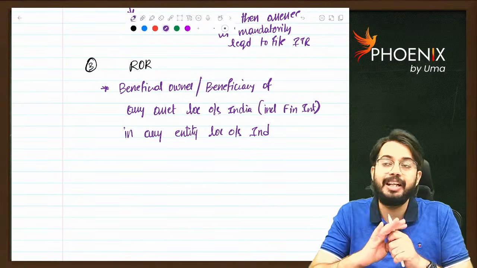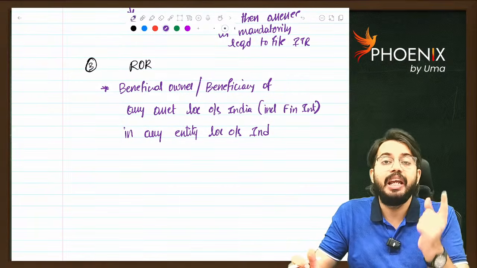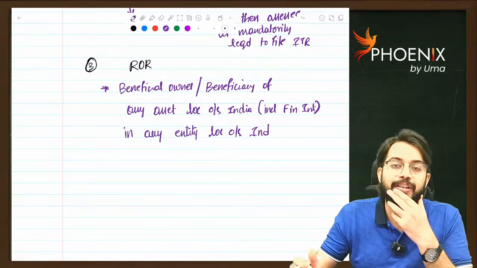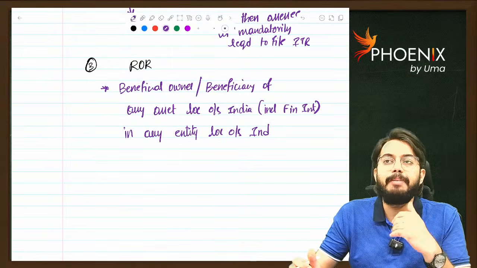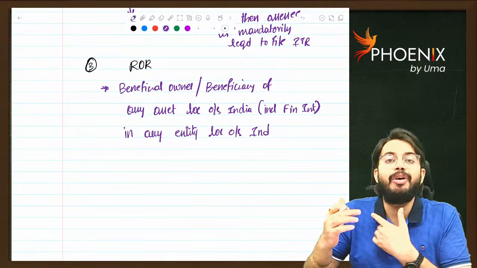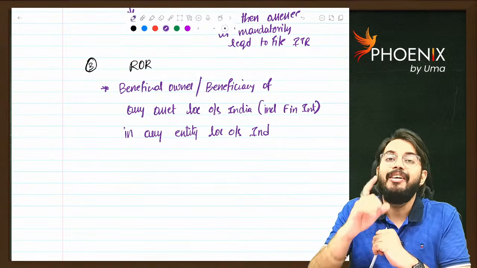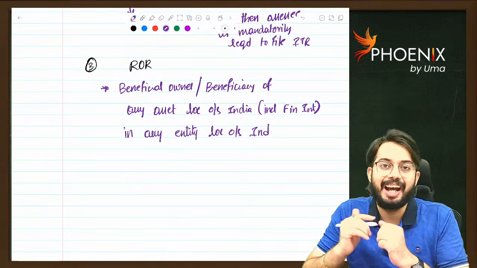So that's the difference. So the thing here is, not only the beneficial owner of any house property, even the beneficiary of house property is also required to file ITR. For example, Virat Kohli gave house property as a gift to his mother. Virat Kohli is beneficial owner, his mother is beneficiary. Now, not only Virat Kohli, his mother is also required to file ITR. Are you able to understand?